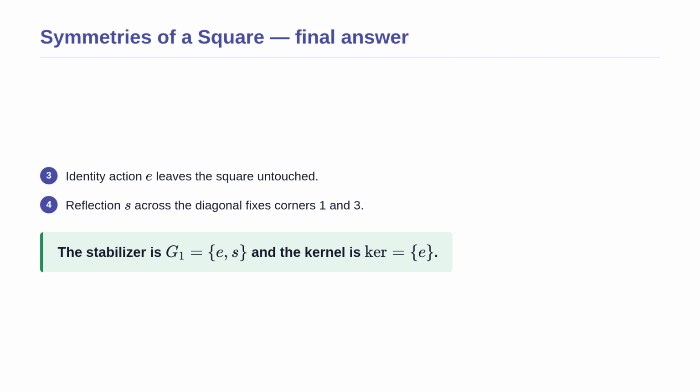Now, what about the kernel? Is there any move that leaves all four corners in their original spots simultaneously? Rotations move all corners and flips move at least two. The only action that leaves every single corner completely untouched is the identity action. Thus, the kernel contains only E.